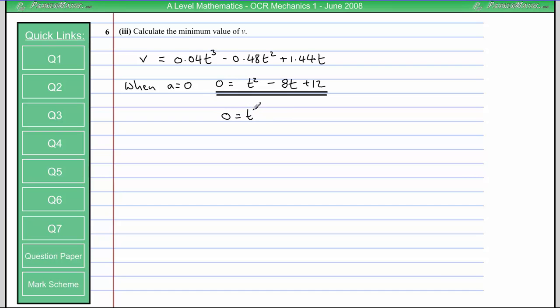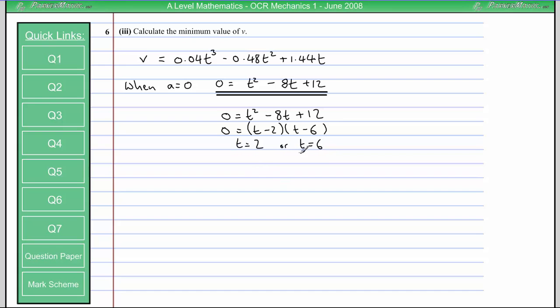So we've got 0 equals t squared minus 8t plus 12, which will factorise. We're looking for two numbers that multiply to make positive 12 and add to make negative 8. Those two numbers are minus 2 and minus 6. That gives us two solutions, t equals 2 or t equals 6.